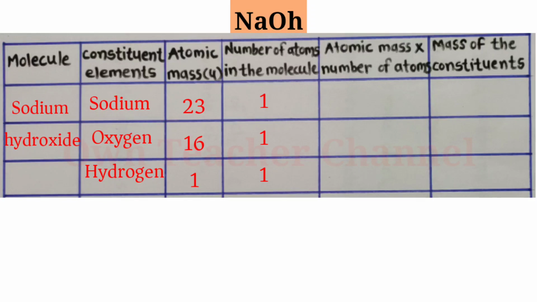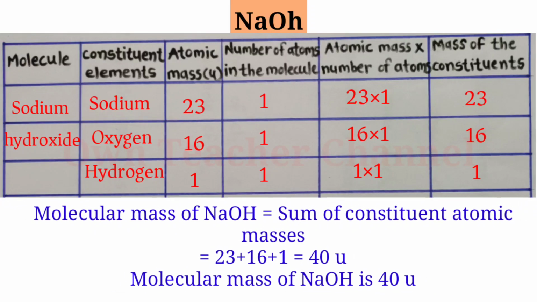Atomic mass into number of atoms: sodium 23 × 1, oxygen 16 × 1, hydrogen 1 × 1. Mass of the constituents: sodium 23, oxygen 16, hydrogen 1. Molecular mass of sodium hydroxide is equal to the sum of constituent atomic masses: 23 plus 16 plus 1 is equal to 40. Molecular mass of sodium hydroxide is 40.